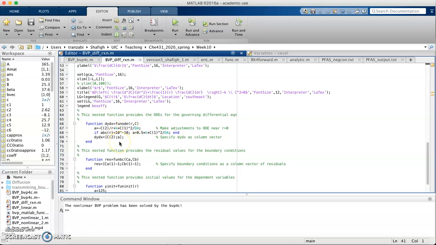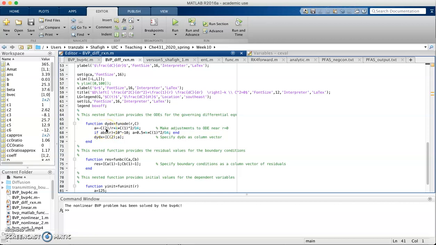Now this part is just to make the function smoother. If r is less than 10 to the minus 10, which is almost 0 in MATLAB, we assume r is very, very small. You don't want to put a very small r in here, because it is 1 over r in there and that is going to blow up. So to avoid that, we're going to kill this term, because we know that when r is 0, this is 0 divided by 0.